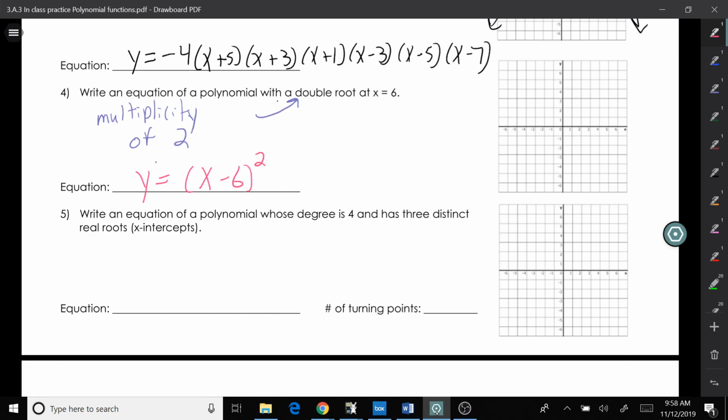And you guys know how to graph that. Now, this is a quadratic in vertex form with a vertex at +6, 0, and opens up. See, since it's a double root or has a multiplicity of 2, my graph bounces right here. Our graph goes down, down, down, down, down, down, stops right here at the x-axis, and comes back up.